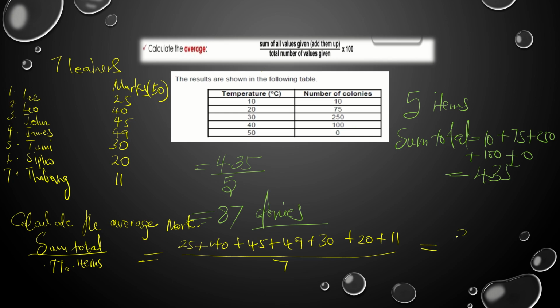What do we get here? 220. Then we divide by 7. Then we get 31.43. I've already rounded up. So this is the average. So most learners get around 31, somewhere between that. If you check, we've got the 30 and the 20 and the 11 and the 25, which drags the marks to the 30s. Right, that's an average mark. Each and every learner in this class at least managed to get around 30, right? Yeah, so that's just it.